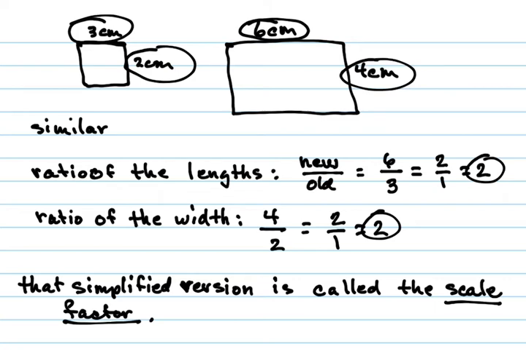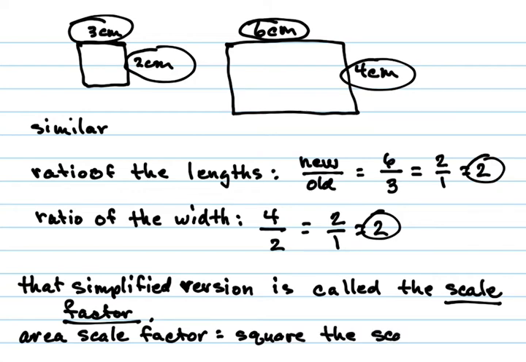Okay? All right. There is also a scale factor for the areas. And if you know the scale factor, then you can find the area scale factor. You simply square the original scale factor, because area is a square measurement, right? So all we do is take our scale factor and square it. So for example, if my scale factor is 4, then if I want the area scale factor, that's just 4 squared or 16.